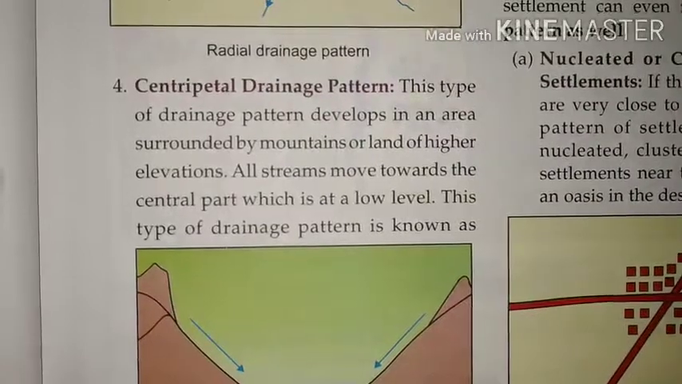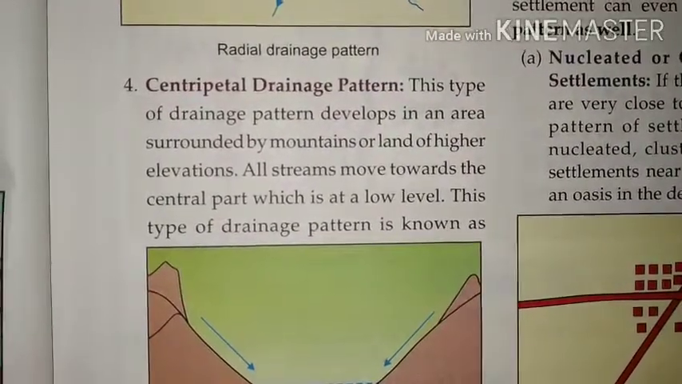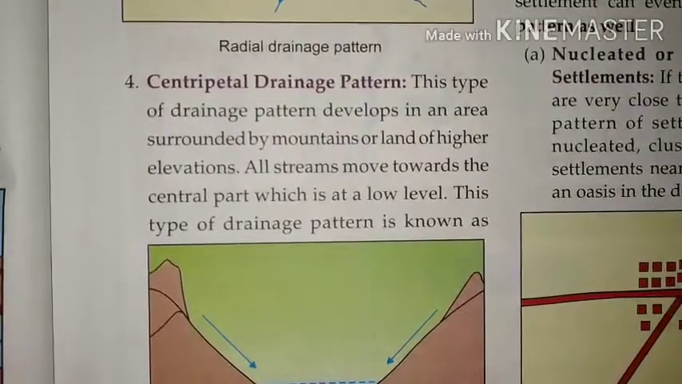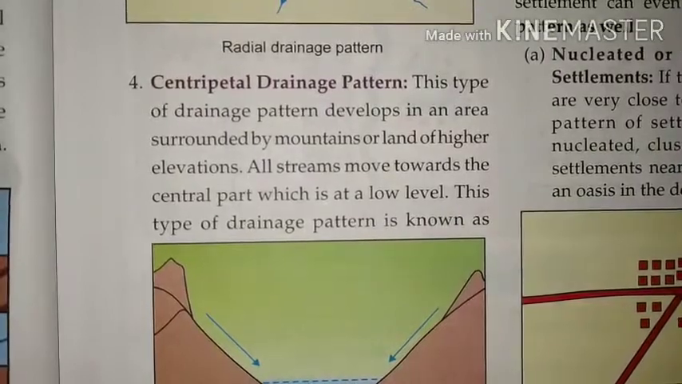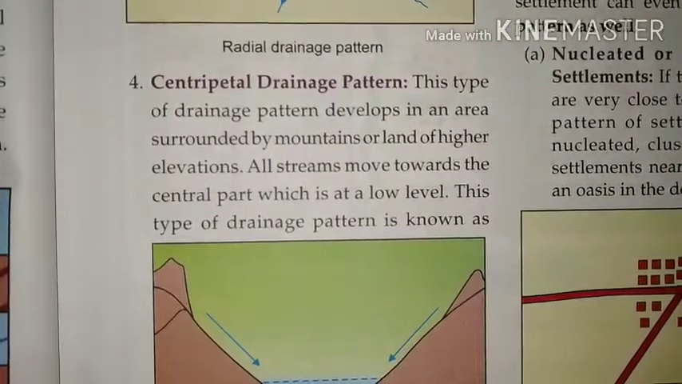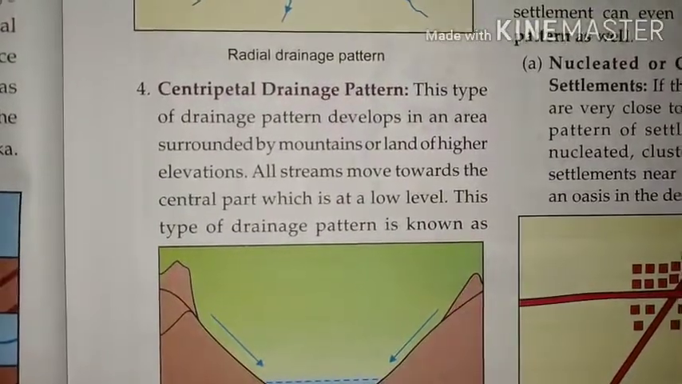The fourth one is centripetal drainage pattern. This type of drainage pattern develops in an area surrounded by mountains or land of higher elevations. All streams move towards the central part which is at a low level. This type of drainage pattern is known as centripetal drainage pattern.